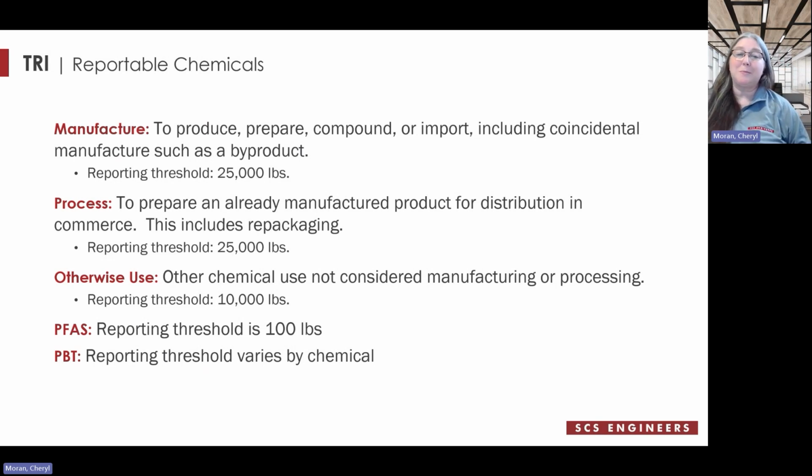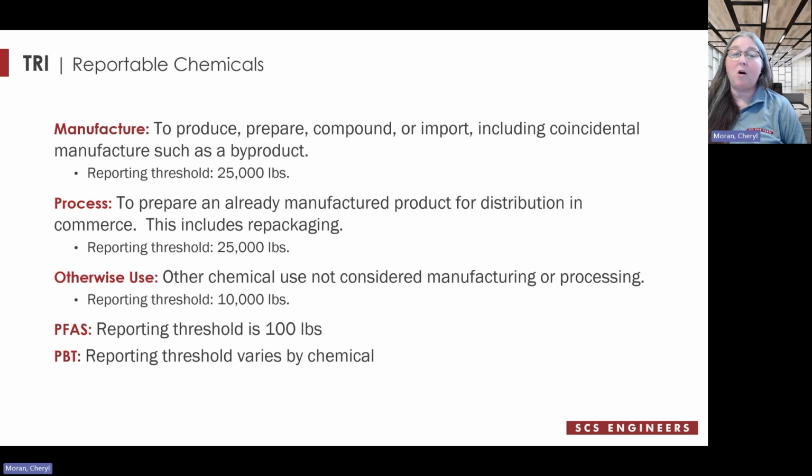Now let's go back to exceptions to almost every rule. If you have PFAS, your reporting threshold is only going to be 100 pounds. And it doesn't matter whether you've manufactured, processed, or otherwise used those, you will calculate each of those separately. And if any of them exceeds 100 pounds, you have to report.